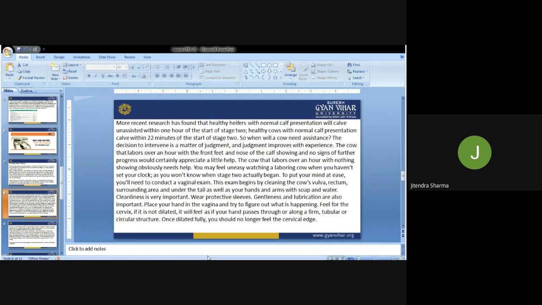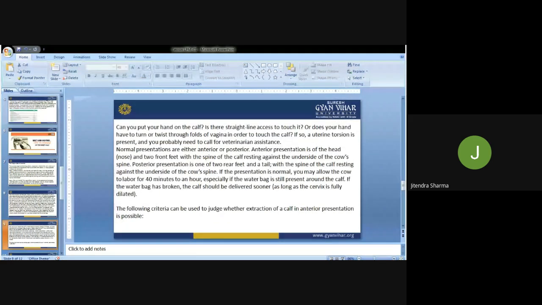Feel for the cervix. If it is not dilated, it will feel as your hand passes through it like a long palm, a tubular or circular structure. Once fully dilated, you should no longer feel that cervical edge. Can you put your hand on the calf? Is there straight line access to touch it, or does your hand have to turn and twist from the vagina in order to reach the calf?